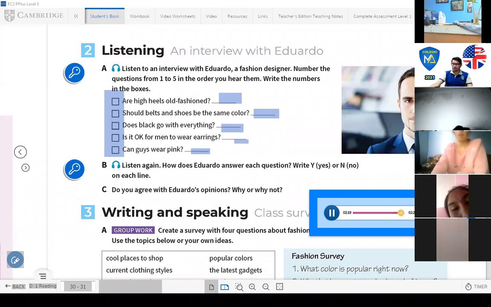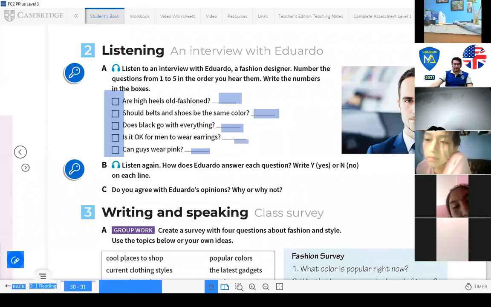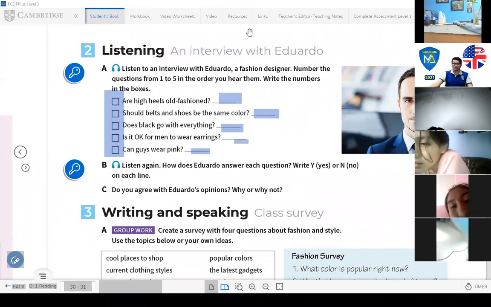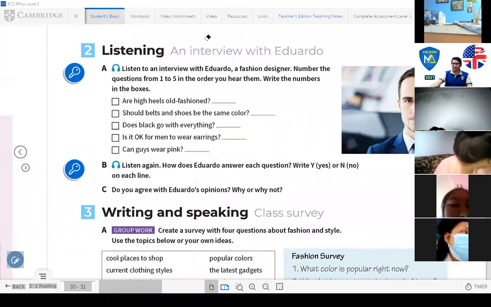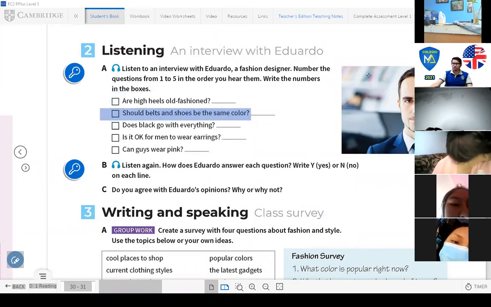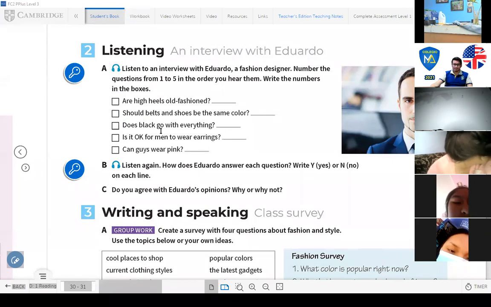Okay, now let's work on this part, yeah? Let's number and let's answer, yes or no. What's the first question, question number 1? It's about the belts, right? It says, should belts and shoes be the same color? No, this is question number 1.